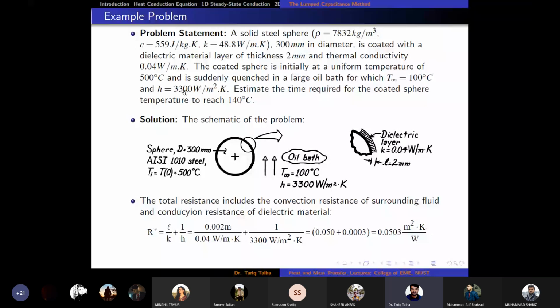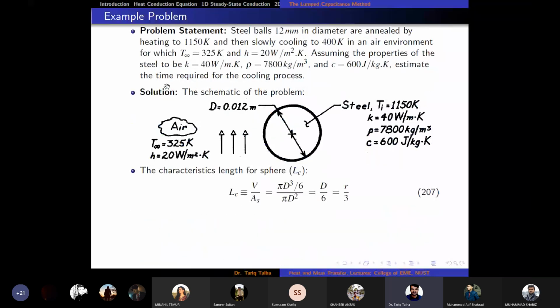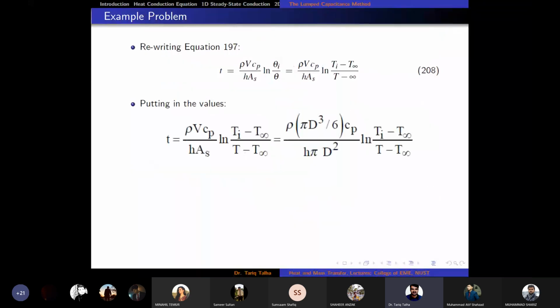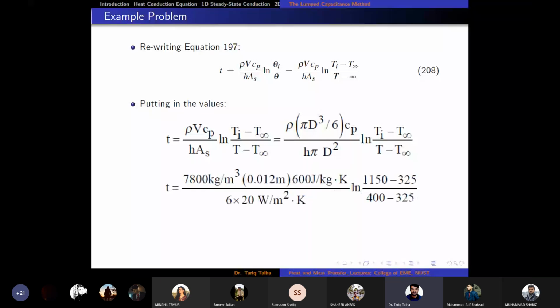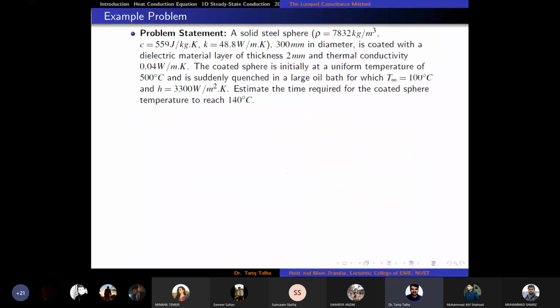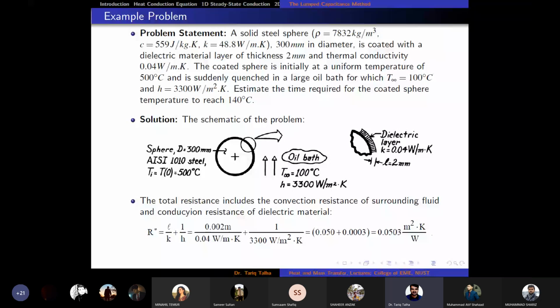If you compare this value with the last problem, here it is 3300 watt per meter square Kelvin. There, because it was air, the value of h was 20 watt. So you can easily see the difference between the h value for a gas and a liquid. For a liquid it is in the thousands, while for air the value is less than 100. So for quenching we should use some liquid like oil or water.